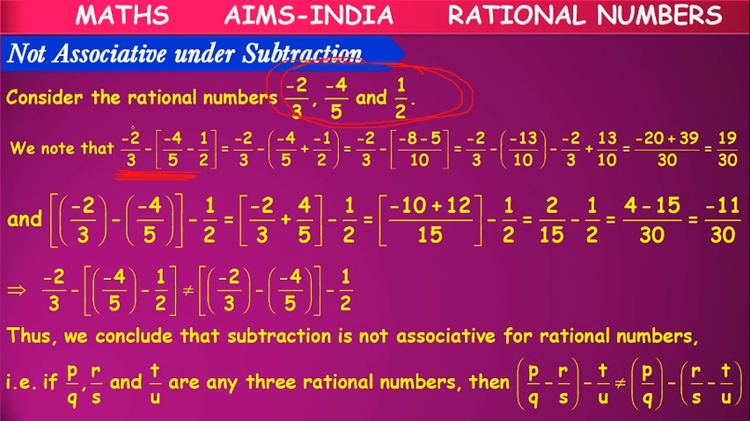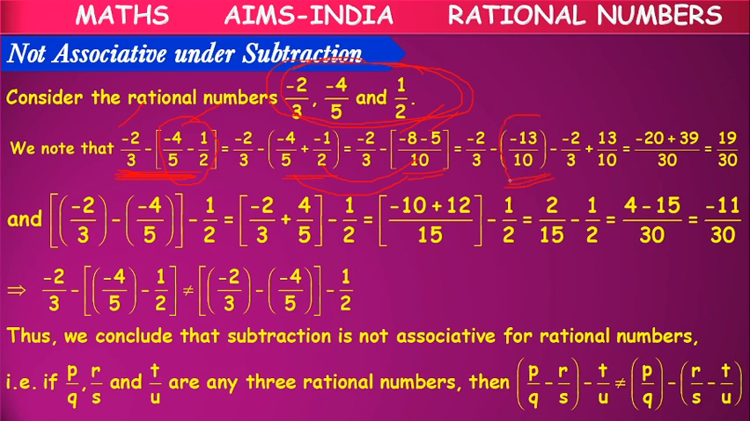But how? In the first case, the second and third rational numbers are grouped together, which means we simplify the second and third first. After that we subtract the result from the first. Now for the second and third, 5 and 2, the LCM is 10. 5 twos are 10, 2 fours are minus 8, 2 fives are 10, 5 into minus 1 is minus 5. So minus 8 minus 5 means minus 13.